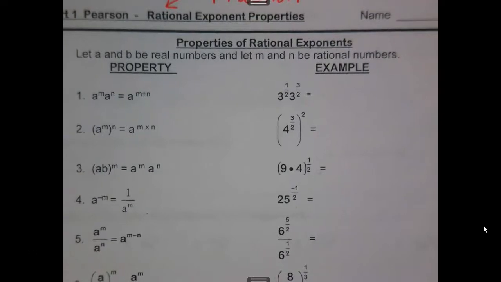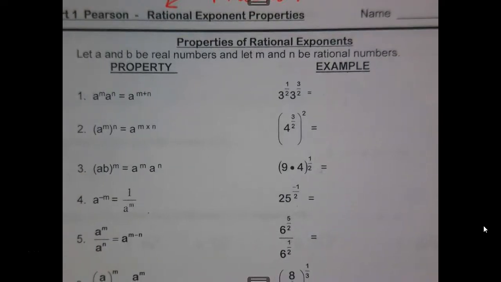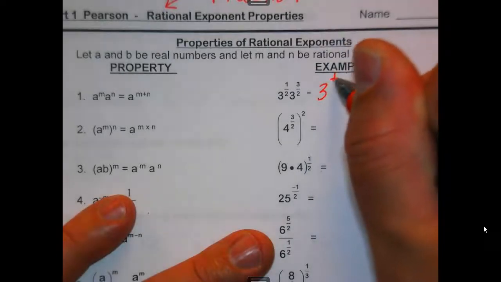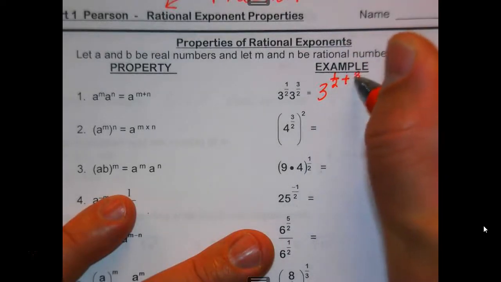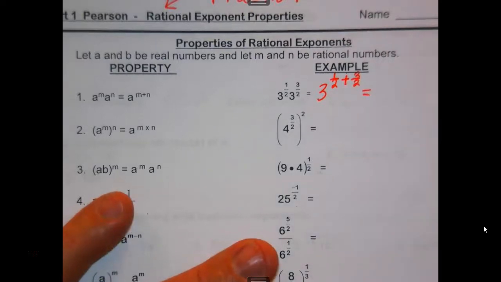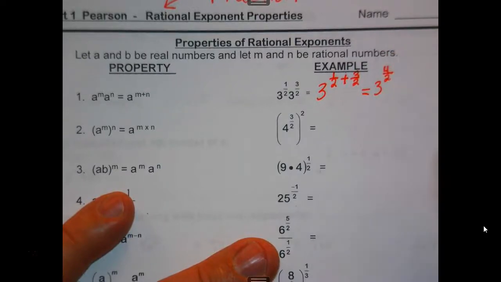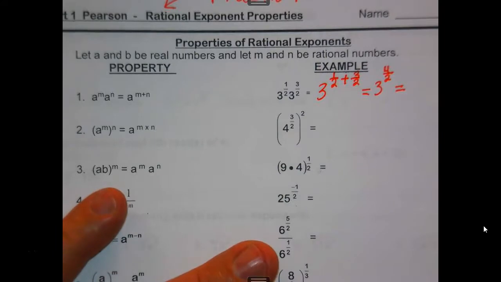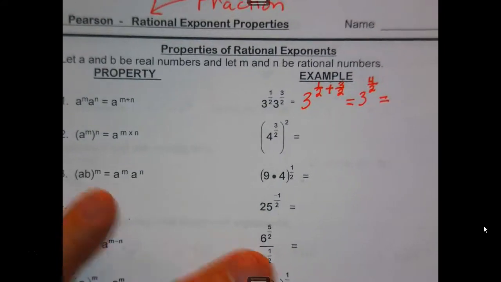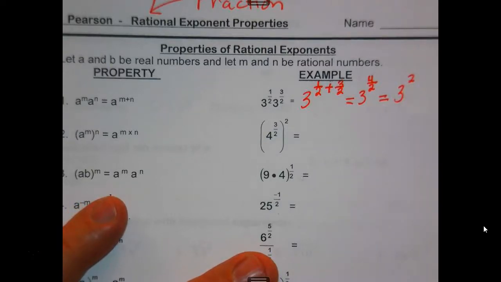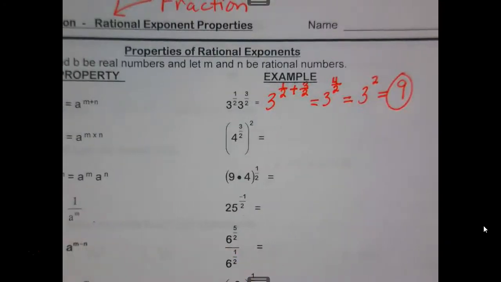If I have the same base and I'm multiplying two powers together, what do I do with their exponents? That's right, add them. So I have 1/2 plus 3/2. What's 1/2 plus 3/2? 4/2. What's 4/2 simplified? 2. What is 3 to the second power? Man, you guys are good.